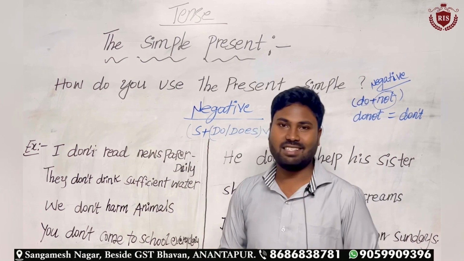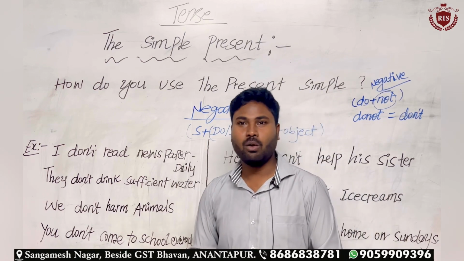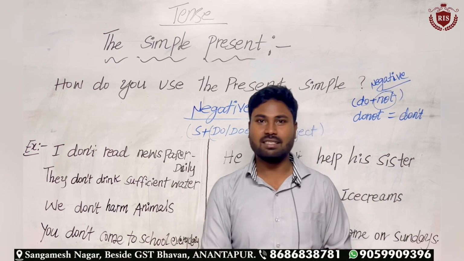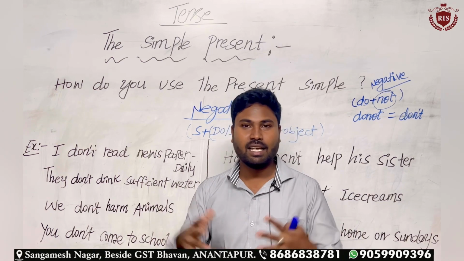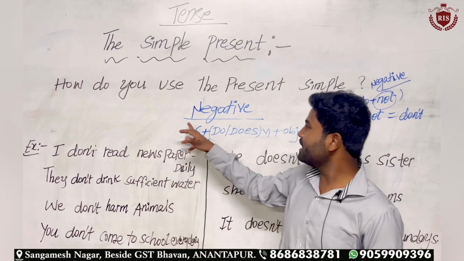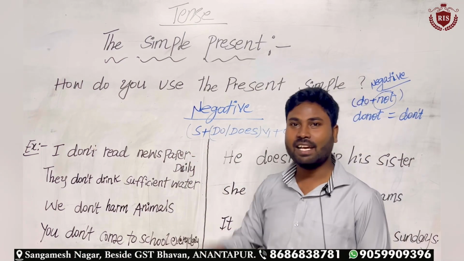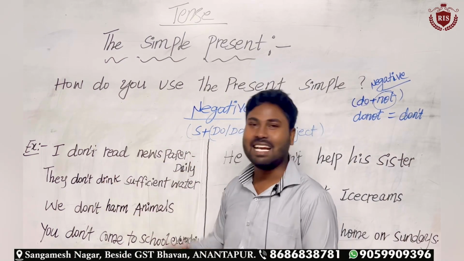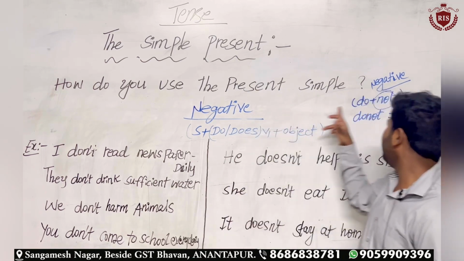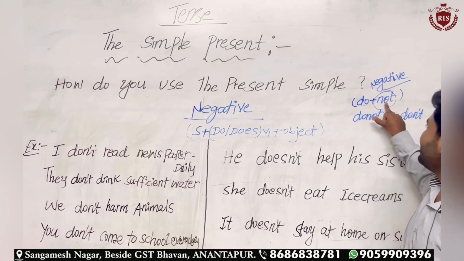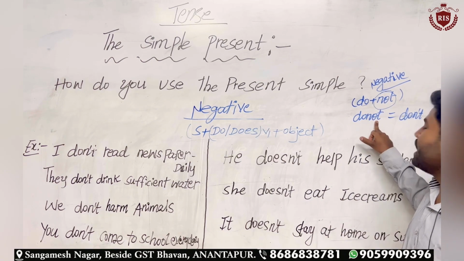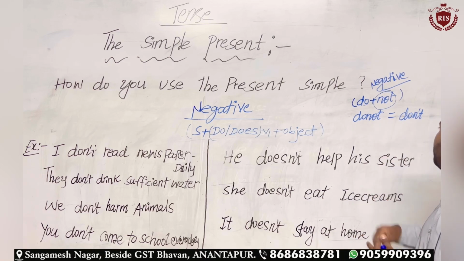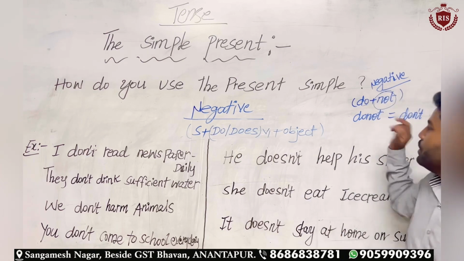Negative in the sense, what comes to our mind first? Yes is a positive answer. No is obviously a negative answer. In the same way, here we just add not. Here not indicates the negative in the sentence. So I have written here do plus not, do not. The contracted form of do not is don't.